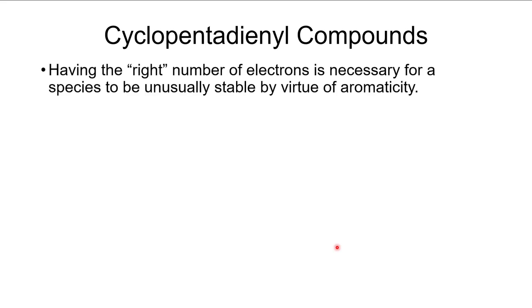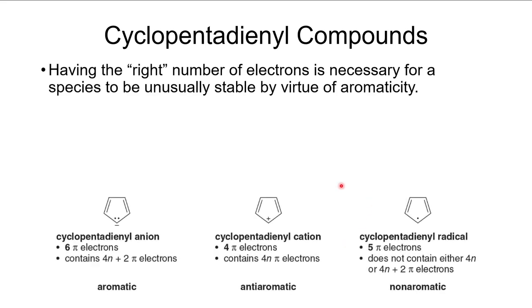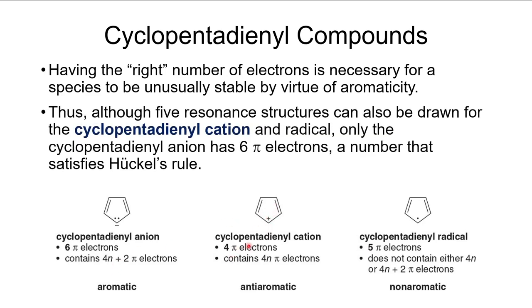All right. So there's 3 possibilities for cyclopentadienyl conjugated systems. One is the cyclopentadienyl anion. And in that case, we've got 6 pi electrons. Those 6 pi electrons are delocalized, making it an aromatic system. We have the cyclopentadienyl cation. It has 4 pi electrons, and because it has 4 pi electrons, it is antiaromatic. We can also draw 5 resonance structures for this, so we can delocalize that positive charge all the way around the ring, but because of the 4 pi electrons, it's antiaromatic, it's unusually unstable.